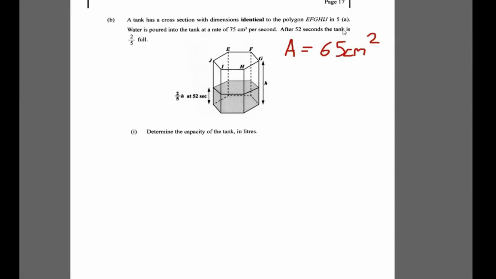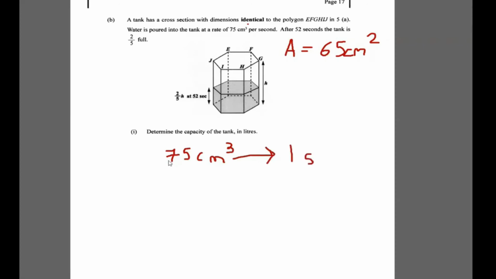Now, after 52 seconds, the tank is 2/5 full, and water is poured into the tank at a rate of 75 cm³ per second. So for each second, 75 cm³ is poured into the tank. Let's write that down: 75 cm³ is poured into the tank every 1 second.